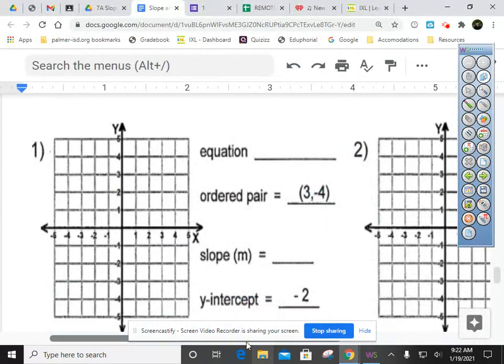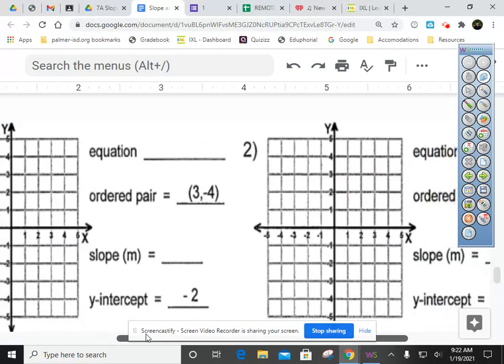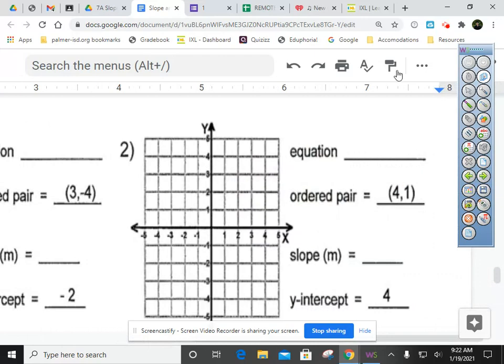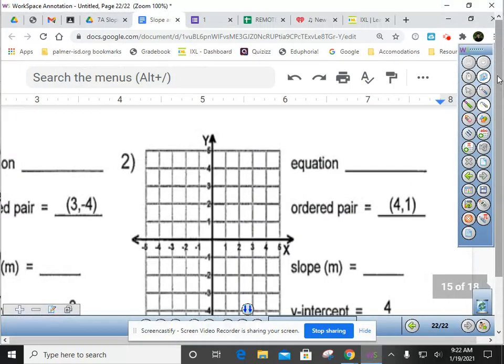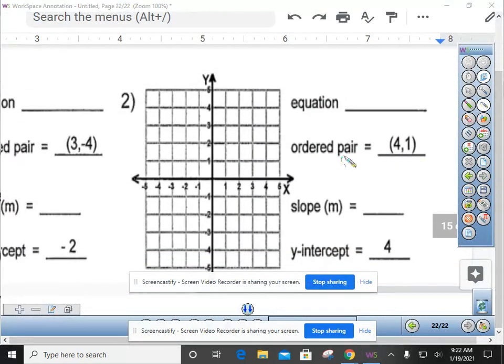So we're going to do number 2 together. So let's move to number 2. I want to do this one with you. So that means we're going to write at the same time. What is the first thing we're going to do? 4 over 1, right? Or 4 and 1. Coordinate plane, 4, 1. Which way do we go from the origin? To the right 4, and then we go up 1. We simply plotted the ordered pair.